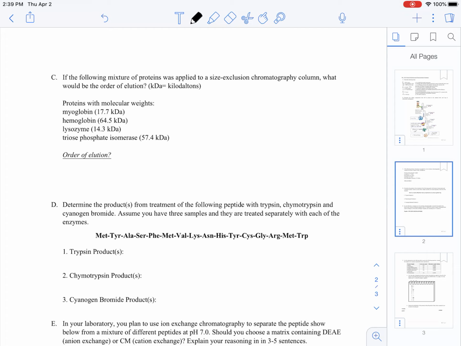So the ordering of elution for the proteins that were given in this instance is hemoglobin, followed by triose phosphate isomerase, followed by myoglobin, and the last one is lysozyme.